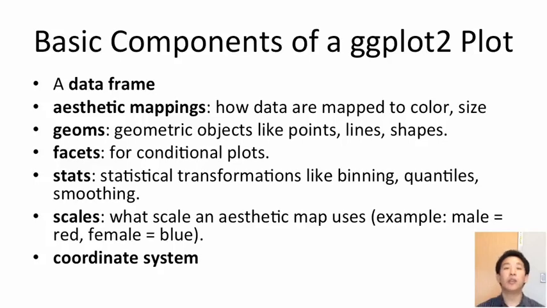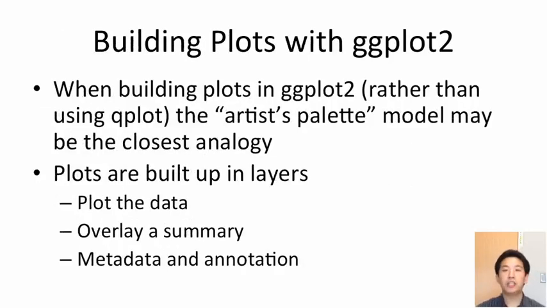And lastly, you need a coordinate system, which we won't focus on too much in this lecture, but you need a coordinate system that tells you how certain numerical representations get translated onto a plot. So when you build a plot with ggplot2, the basic idea, if you're not going to be using the qplot function, if you want to build it piece by piece, you can think of it as the artist's palette model. This is similar to the model in the base plotting system, where you start with something and you add things piece by piece.